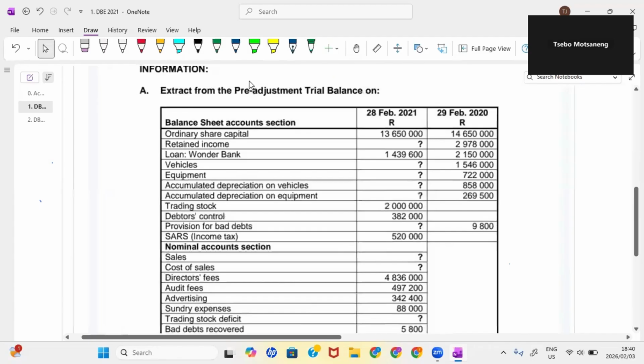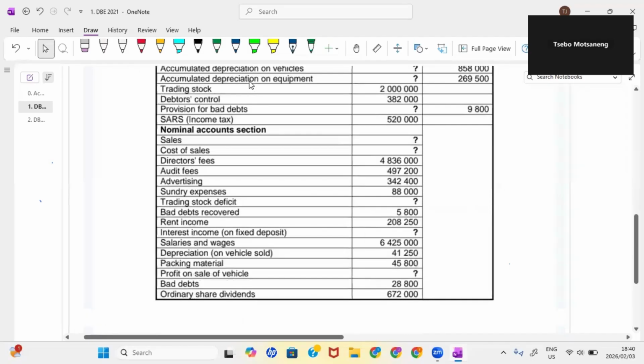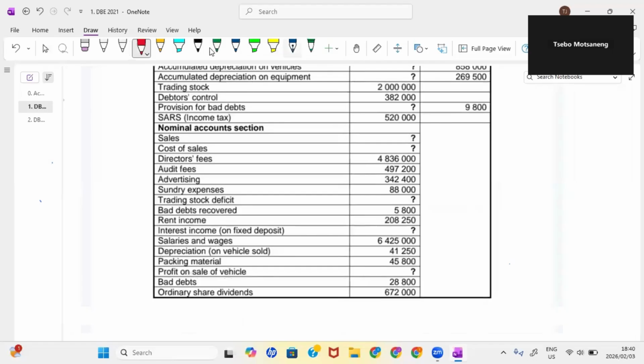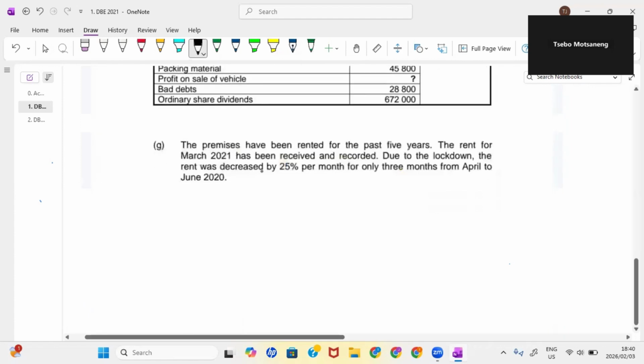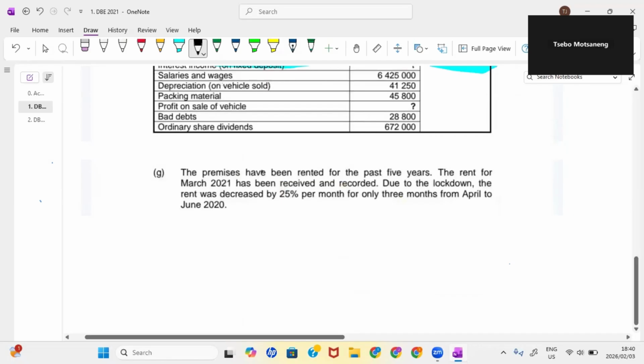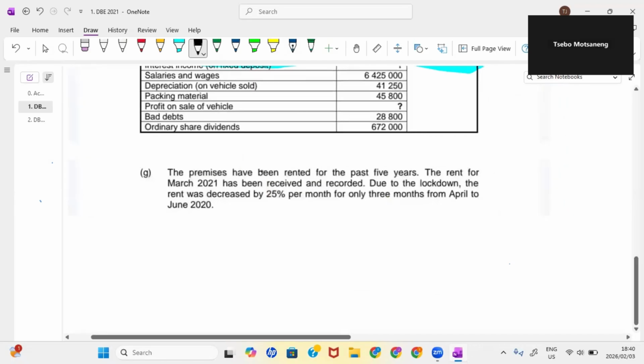Okay, so remember, guys, we're still dealing with rent income. So now we are actually given the pre-adjustment trial balance. Let's see. Rent income, what amount do we have here? We have an amount of 208,250 for rent income, that's the pre-adjustment amount, right? Okay. So now we're gonna go to the adjustment. Okay, here it is.